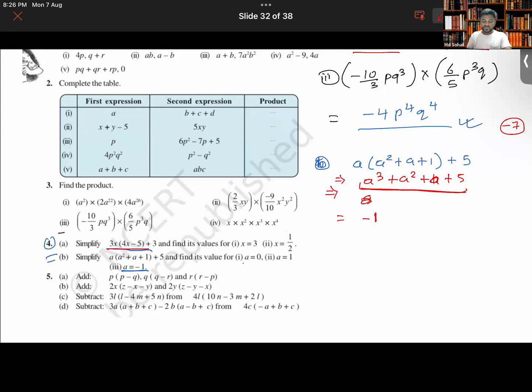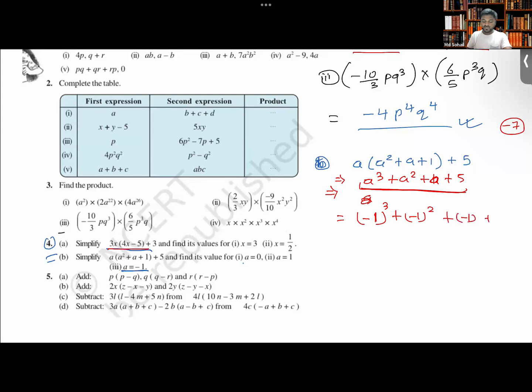So it's minus 1 cube plus minus 1 square plus minus 1 plus 5. So minus 1, and minus 1 whole square, that is plus 1. And minus 1 squared, that is minus 1 into minus 1, that is plus 1. So minus 1 plus 1, then minus 1, then plus 5. So this minus 1 and this plus 1 get cancelled here. You're left with only minus 1 and plus 5, that is 4 exactly. So the correct answer is 4.